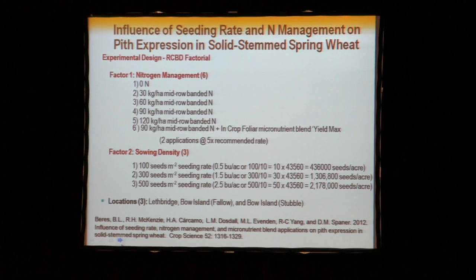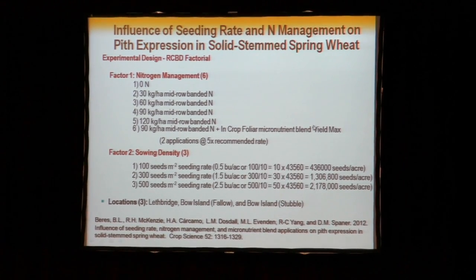So what we did with Lillian is we planted it at a traditional nitrogen management factor of mid-row banding N, anywhere from 0 to 120 kilograms of N per hectare. The other thing we did, though, is at that 90 kilogram rate, we added a second treatment where we went in and did some in-crop foliar applications of a micronutrient blend called Yield Max.